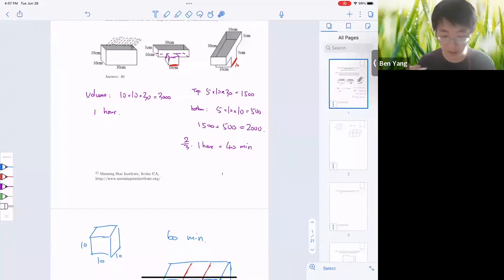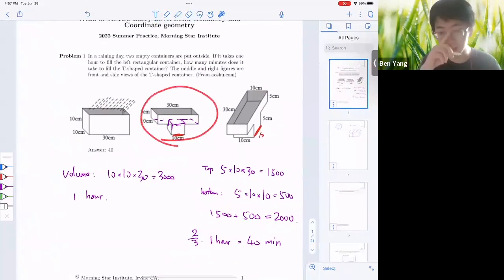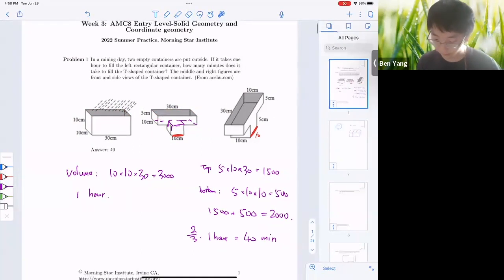So it turns out that that's not the issue in the original question. If you look at the question, our T-shaped container is designed so that it has exactly the same top as the rectangular container. So both of them have the 10 by 30 top. Okay, so we don't have any issue there, and our answer 40 minutes is still correct. All right, let's move on.